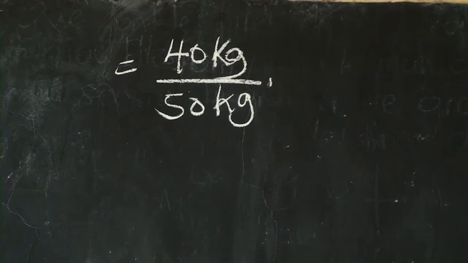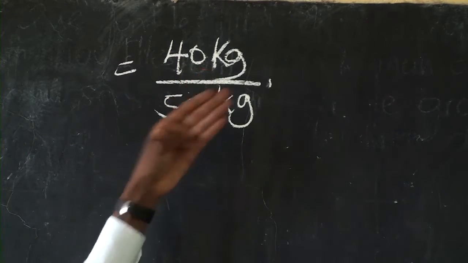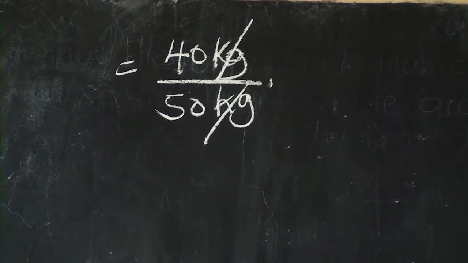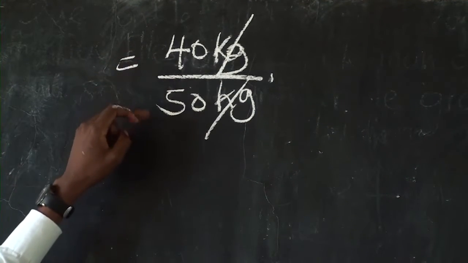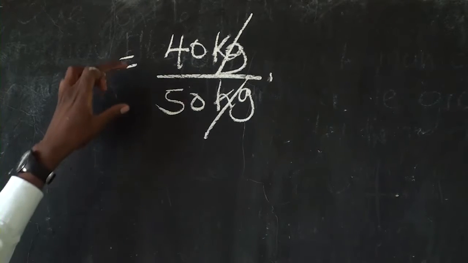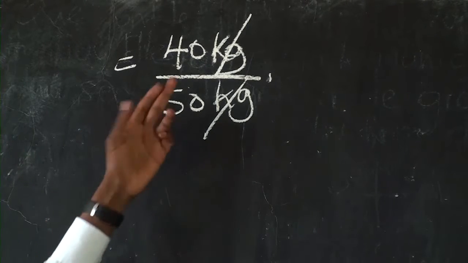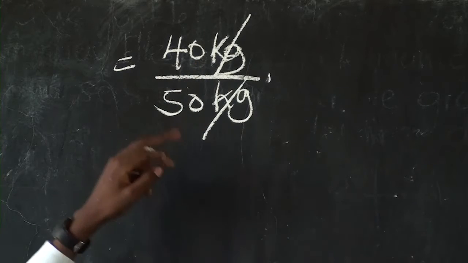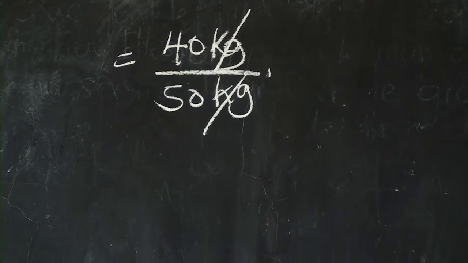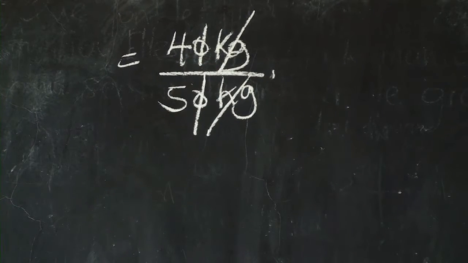It is just the same statement, the statement which is down here. So I want us to do away with these units first of all. We shall have these kilograms canceling out with these kilograms. When we look at the two numbers, the denominator and the numerator, you realize that they have a common factor that can divide them. But before we look for any common factor, we can see our numerator is ending with zero. Our denominator is also ending with zero. So we shall not waste any time. We shall just cancel out the zero from the numerator with the zero from our denominator.